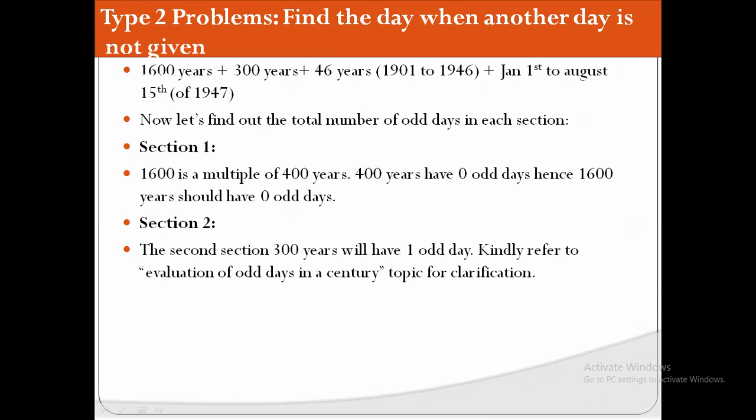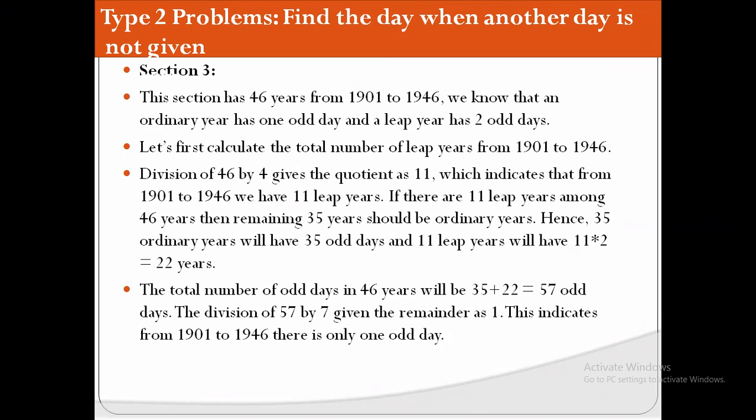So the total 1600 is a multiple of 400. 400 is the zero-odd-day year, and the second 300 years will have one odd day. Then for the 46 years from 1901 to 1946, an ordinary year has one odd day and a leap year has two odd days. If we divide 46 by 4, the quotient will be 11, which indicates 11 leap years, whereas the remaining 35 years are ordinary years.